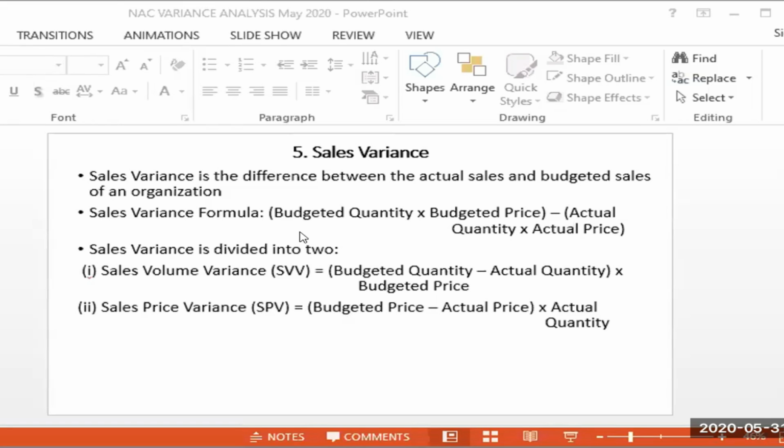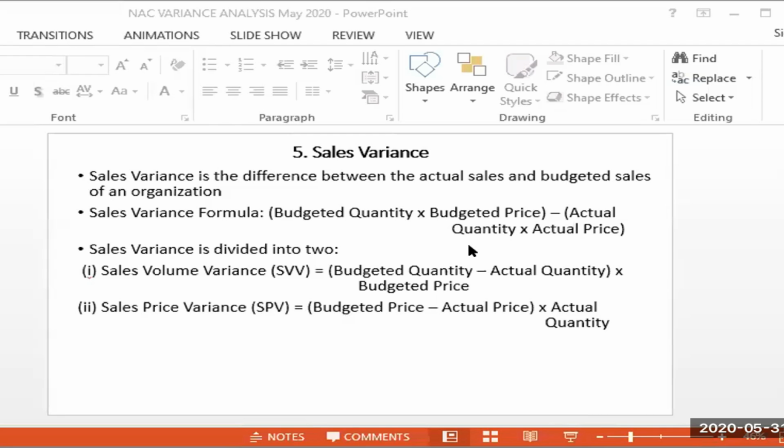Sales variance is the difference between the actual sales and the budgeted sales of an organization. The actual and the budgeted sales of the organization. So the sales variance formula is the budgeted quantity times budgeted price, all right, minus actual quantity times actual price.